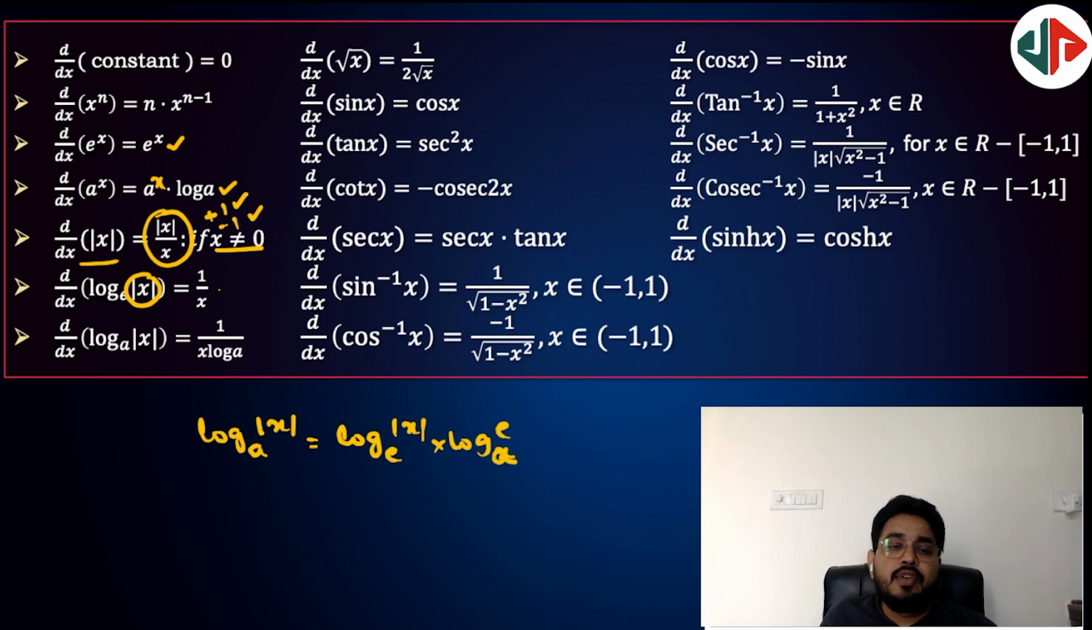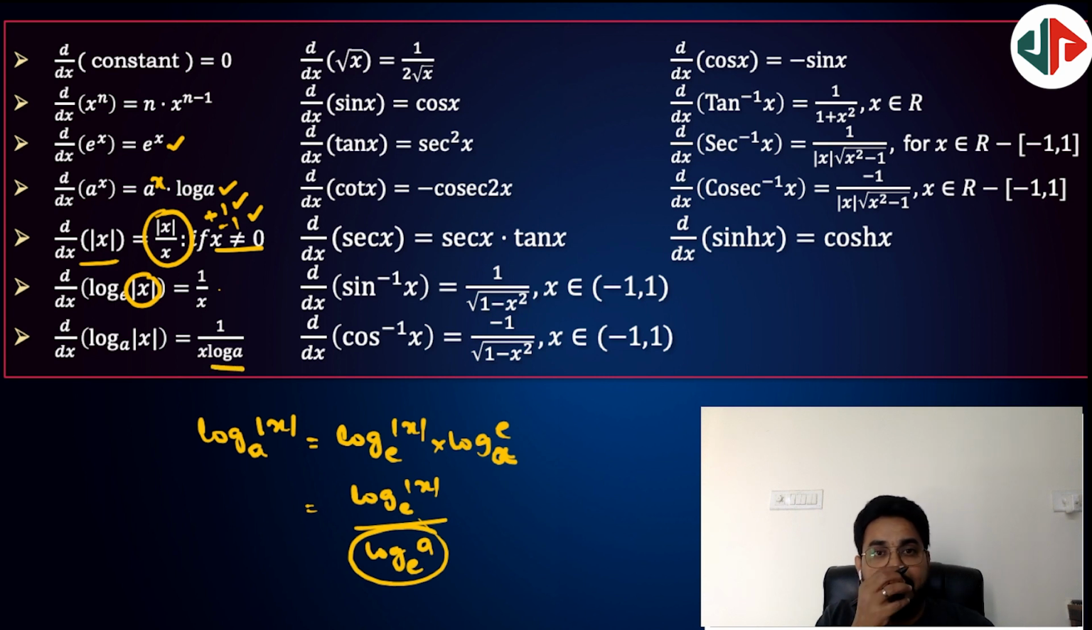Okay, or you can write it as log mod x base e by log a base e. So log a base e, we can write log a. Derivative of root x is 1 by 2 root x. Derivative of sin x, derivative of tan x, derivative of sin cos x, everything. These are hyperbolic only for MSET point of view. You need to remember hyperbolic function.